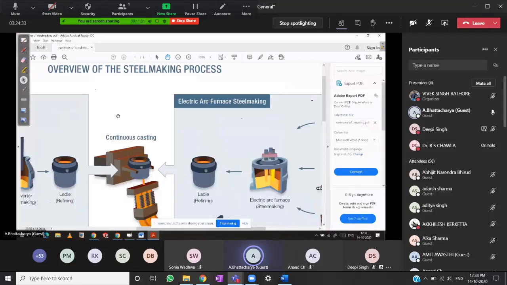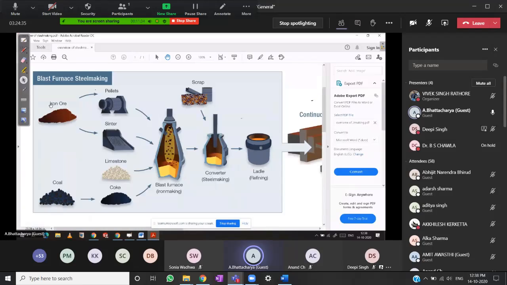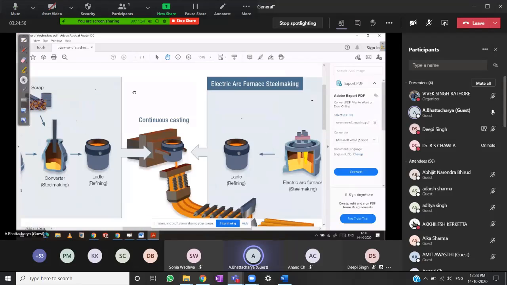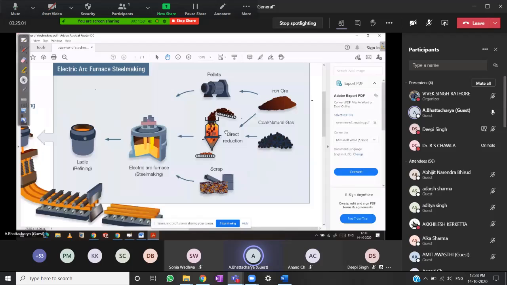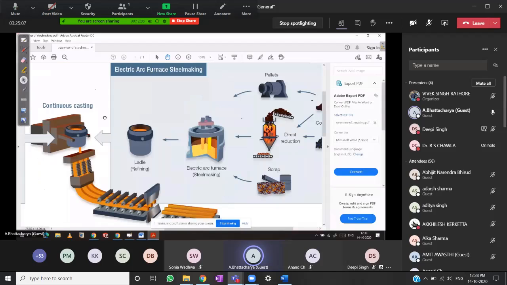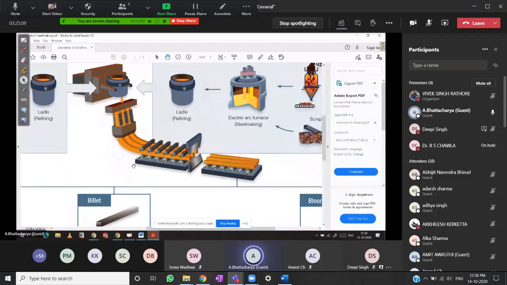Now, in nature, steel is not available. What is available? Ore. So, ore is converted into steel by different processes, which we will discuss. Here also the ore is finally converted into steel. Once steel is formed, then you meet the customer so that the customer can purchase.